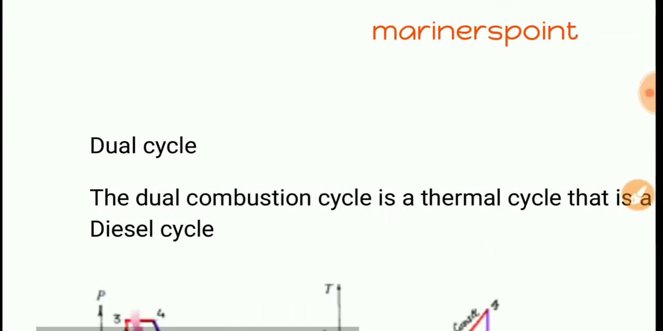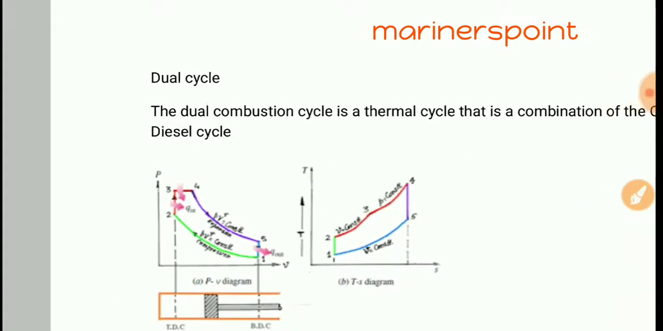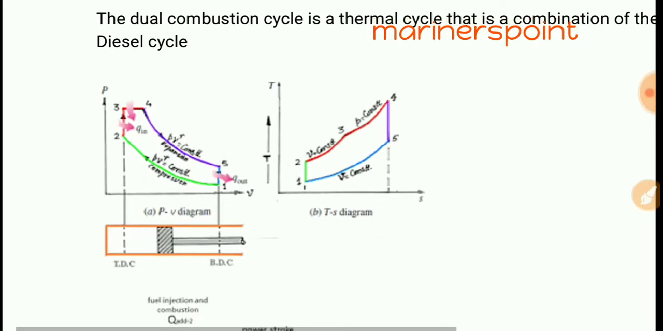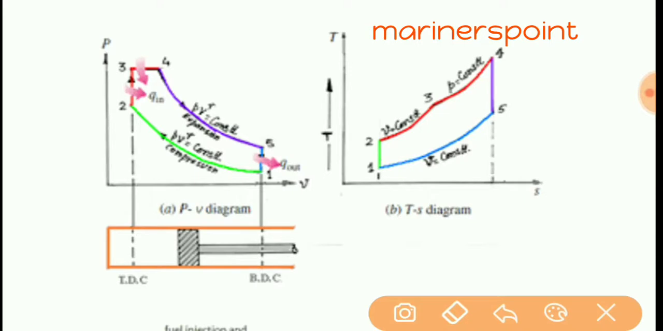Okay. In the dual cycle, what will happen? A combination of the diesel and Otto cycles. That means when air enters the combustion chamber, now it will compress. Fuel and air mixture will come, and after that heat is added at constant volume and again at constant pressure. After that power stroke, that means expansion takes place, that means work done out, this is work in, this is work out, and after that heat rejected.